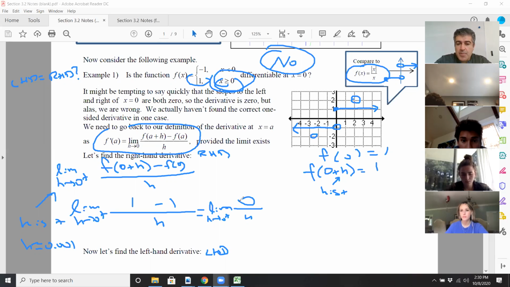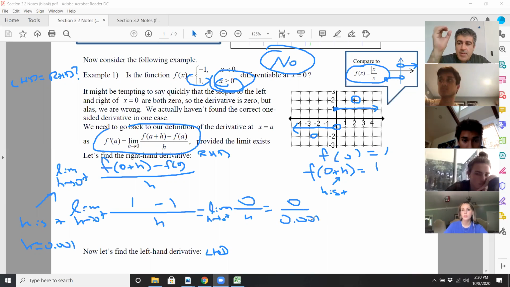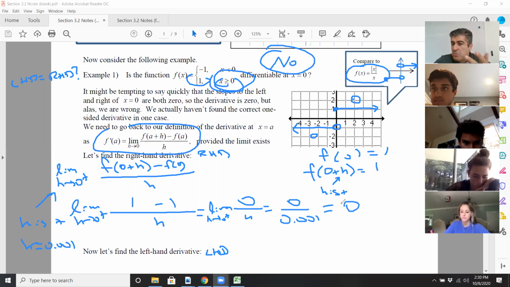Now, when I evaluate this limit, I get 1 minus 1 is 0, 0 over h. Now, someone might plug in 0 for h and say, well, 0 over 0 is indeterminate. But here's the thing. h is a super small number. This is like saying 0 over a super small number. 0 divided by anything is always what? 0. So essentially, this is just 0. So the right-hand derivative is 0.